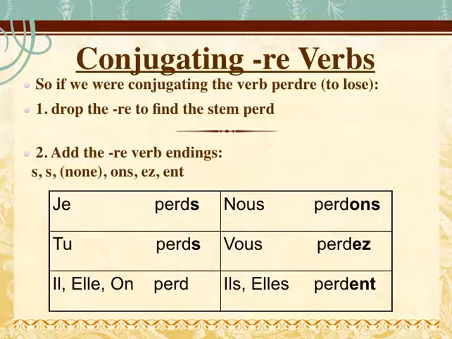If we look at another example, the verb perdre, to lose, drop your RE to find your stem, add S, nothing, ONS, EZ, ENT. Je perds, tu perds, il, elle, on perd, nous perdons, vous perdez, ils, elles perdent.